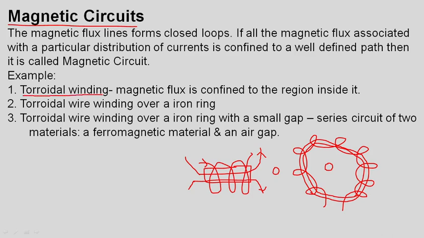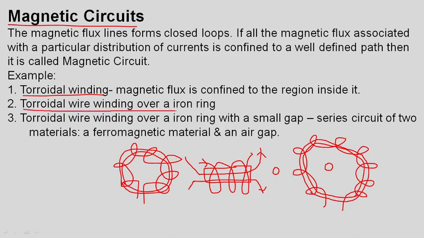Now the toroidal winding can be done over a ring. You can take a metal ring, essentially ferromagnetic, and over that you can wind the wire like this. There also the magnetic flux is inside this metal ring. So this toroidal winding on an iron ring, which need not be iron, it can be any other ferromagnetic material, also forms a magnetic circuit.